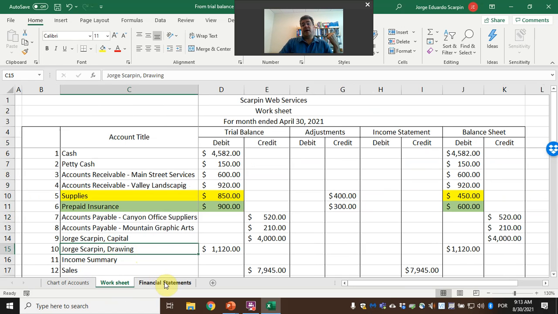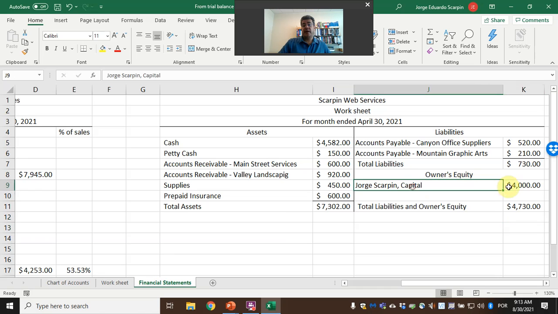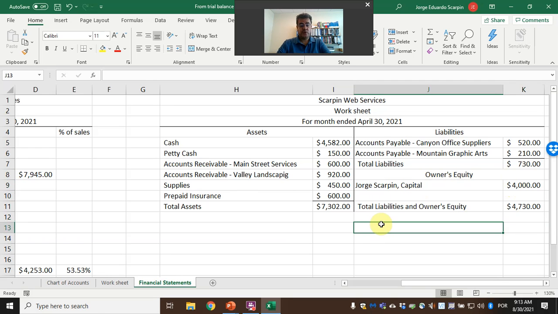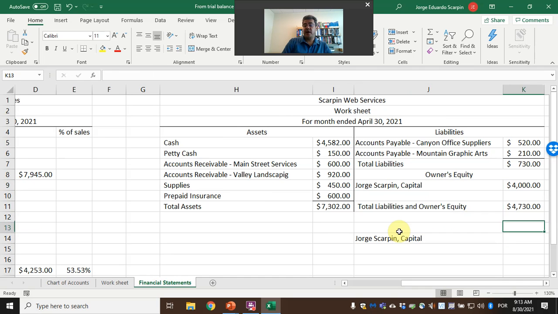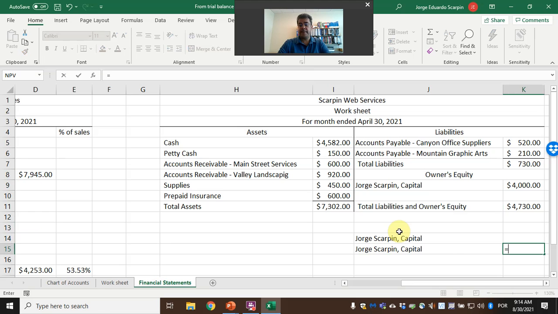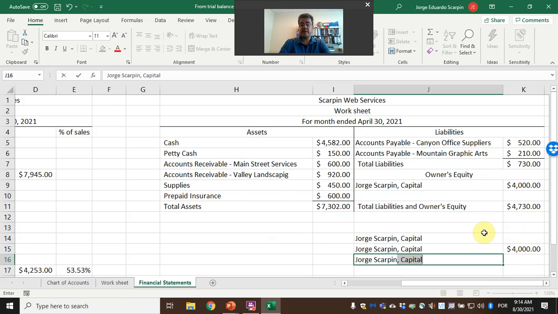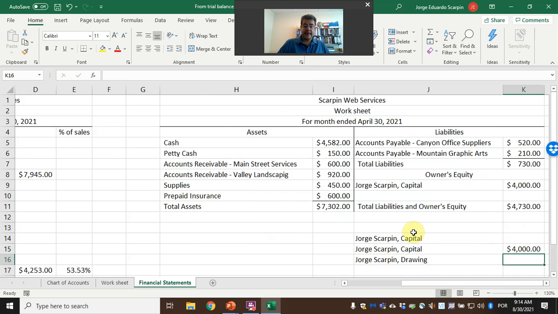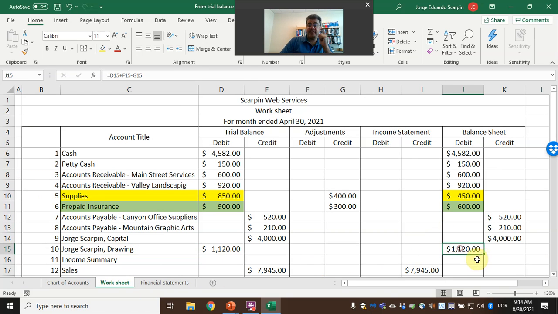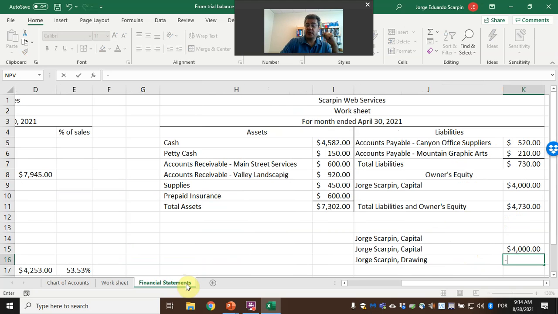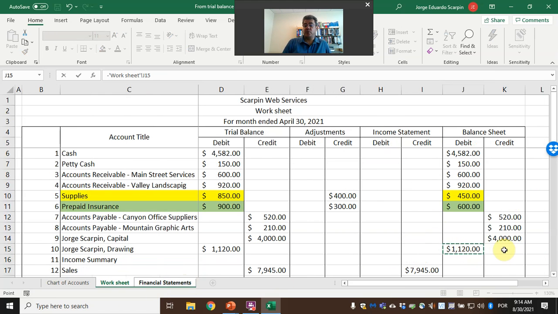And if we are talking about corporations, we add more accounts here. Small business, we combine in one account only. So what do we need? We need to find the number instead of 4,000. How do we find it? So, Jorge Scarpin capital, 4,000. Jorge Scarpin drawing. And guys, look at here, it is a debit. So if it is a debit, it is decreasing my owner's equity. So negative 1,120.